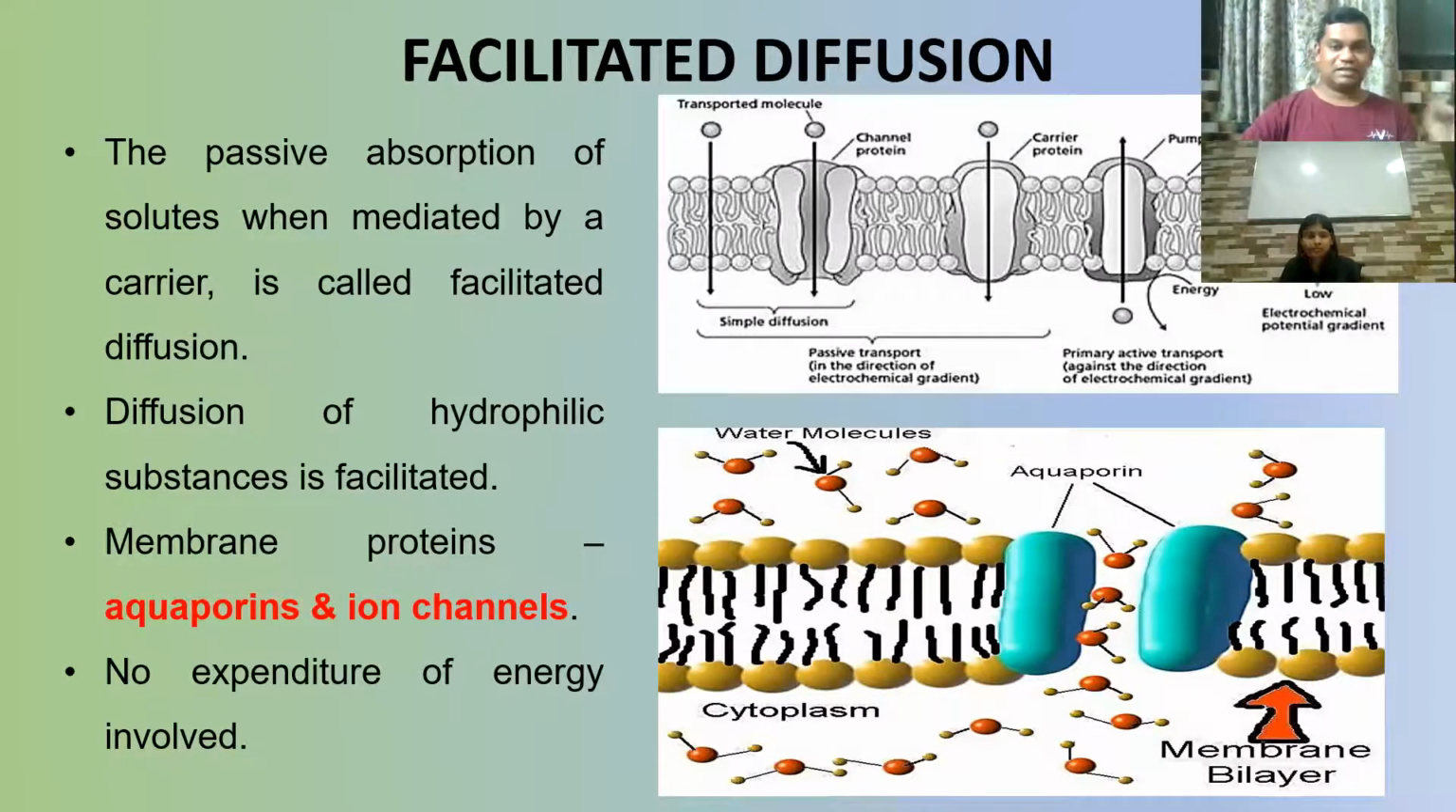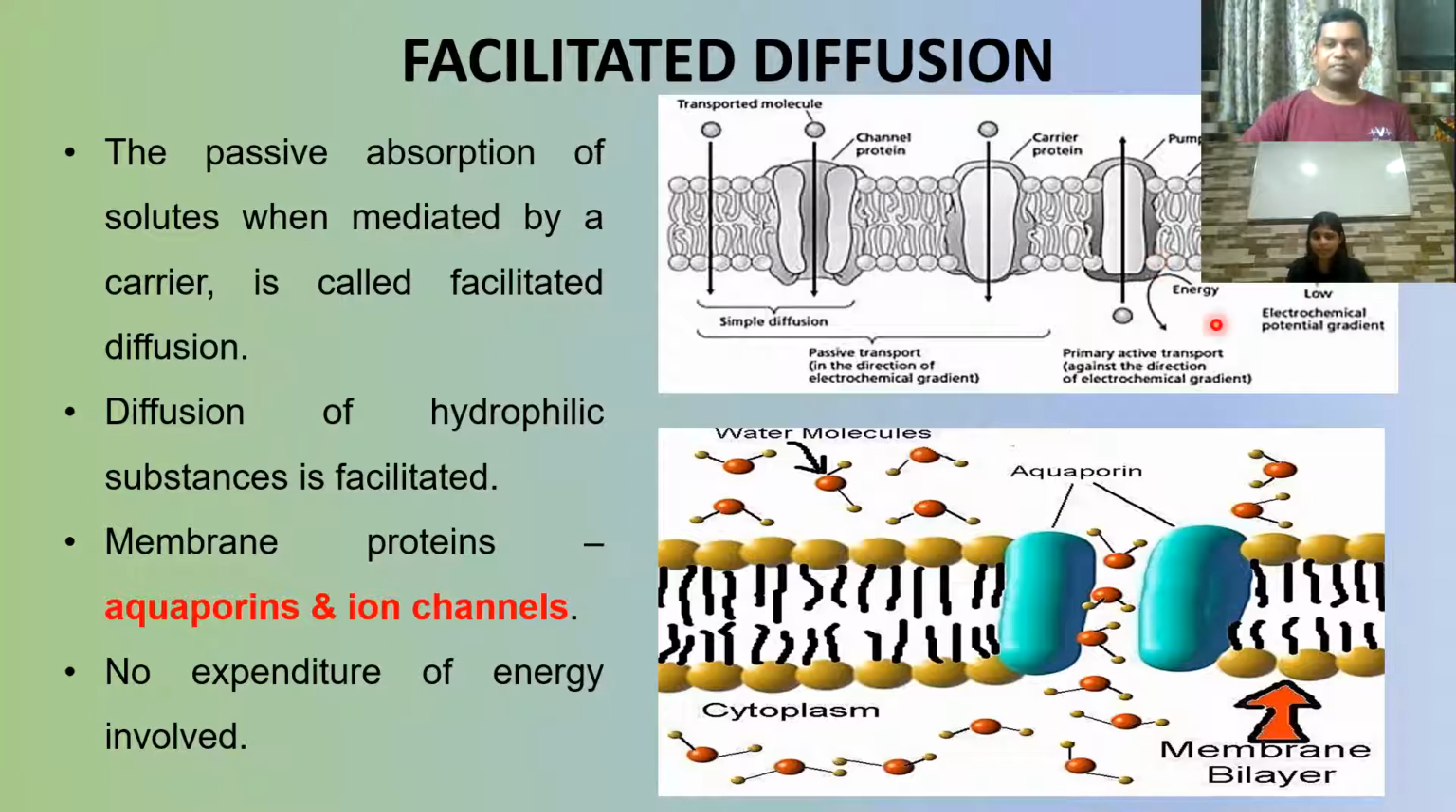Observe this diagram very carefully. This is the upper chart. This is the plasma membrane being shown. You can see the phospholipid bilayer, two layers of it. That's the phospholipid part, and in between you can see these protein molecules, which are present on the plasma membrane.